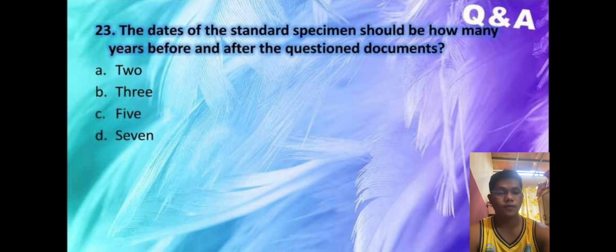So first, letter A, 2 years is often considered a relatively short time frame for comparison. Letter B, 3 years is a moderate time frame, and 7 years is a longer period that allows for significant changes in an individual's writing or document creation style. So the best answer here is letter C, 5. This time frame is often recommended for comparing standard specimens with question documents.